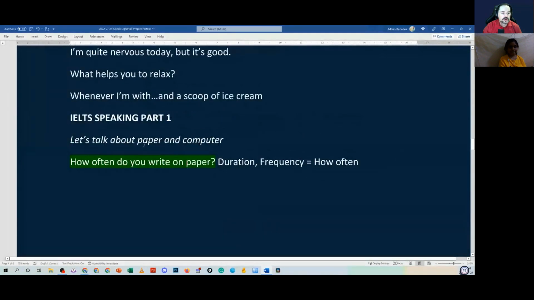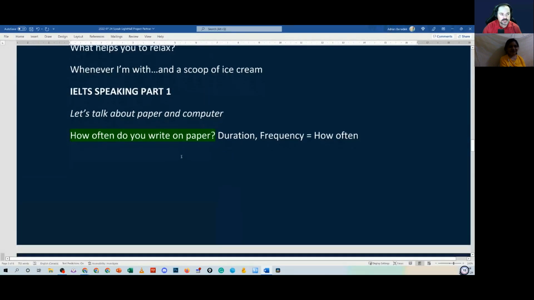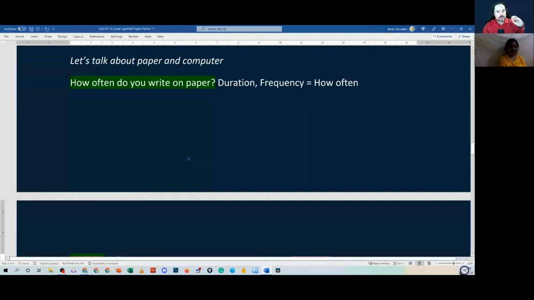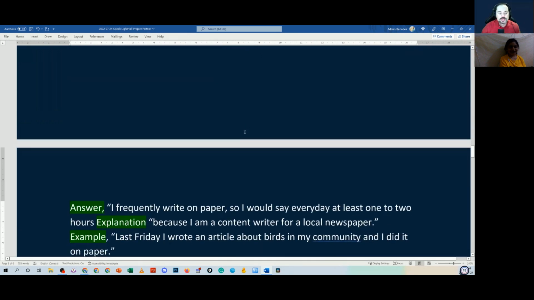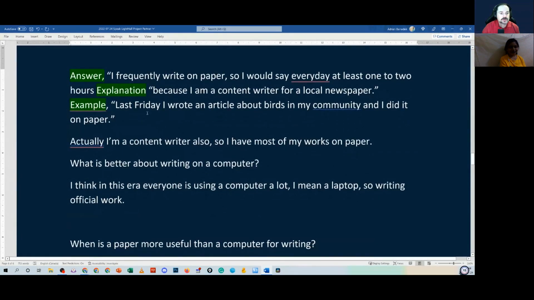What you did is you started with kind of an explanation or almost like an example. Like you said, I'm a content writer. When you start with an example or an explanation and you're talking to a stranger, like the examiner, it can be really confusing. I'm like, okay, so what kind of content? Like for blogs? Why are you writing blog content on paper? So you have to be really careful. A better answer would be: I frequently write on paper. So I would say every day, at least 1 to 2 hours, because I'm a content writer for a local newspaper. Last Friday, I wrote an article about birds in my community, and it was on paper.